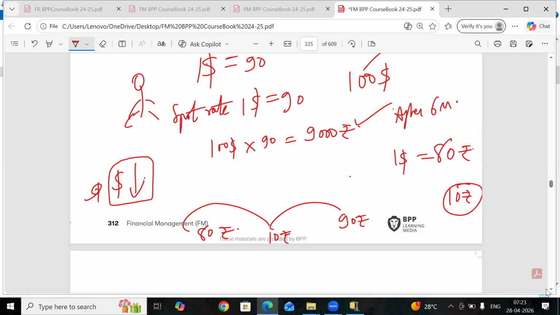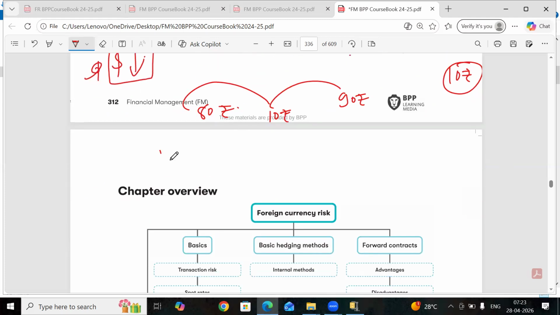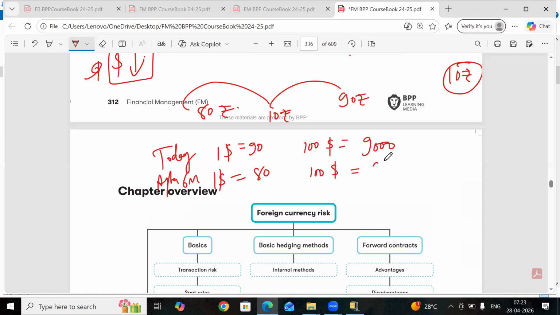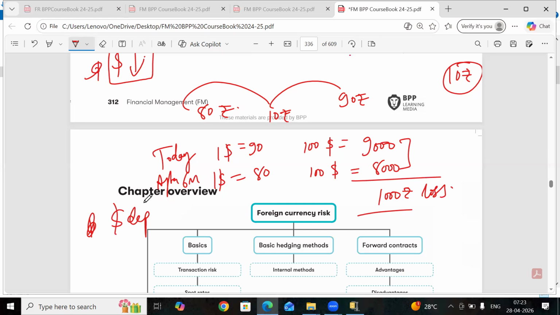How? See, today if the payment was made at $1 = 90, so $100 is 9,000. After 6 months, $1 is 80. If I exchange $100, I get 8,000. So how much less do I get? 1,000. This 1,000 is a loss for me. Why is it a loss? Because the dollar depreciated. My assets' value has gone down.